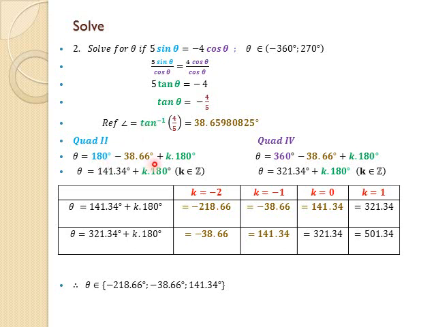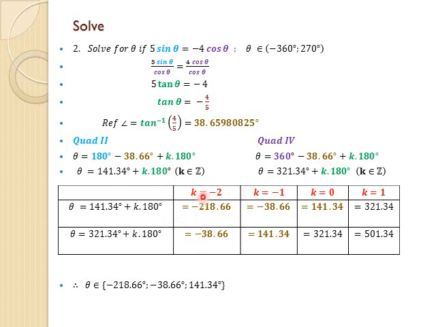So 180 minus 38.66 would give me 141.34 plus k 180, and there 321.34 plus k 180 and k element of integers. So again, up to there I've solved the general solution. To solve for theta, we're going to substitute integers into k times 180.